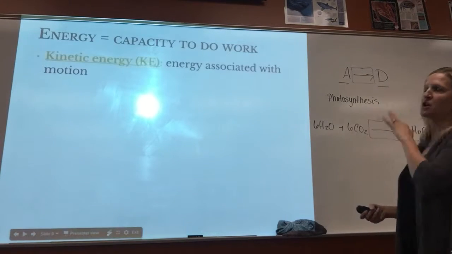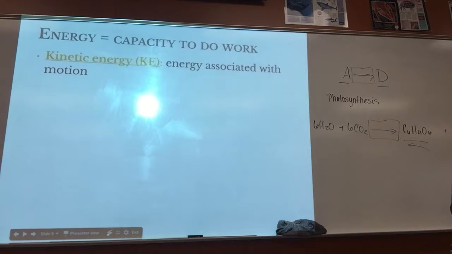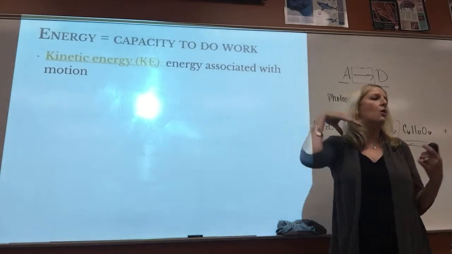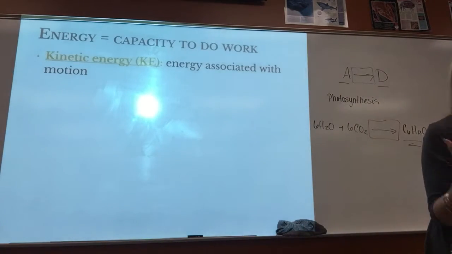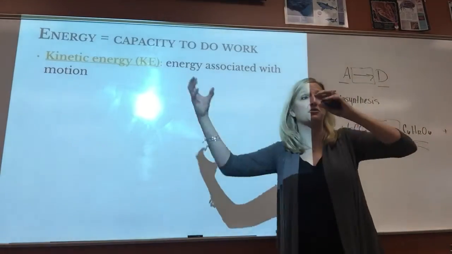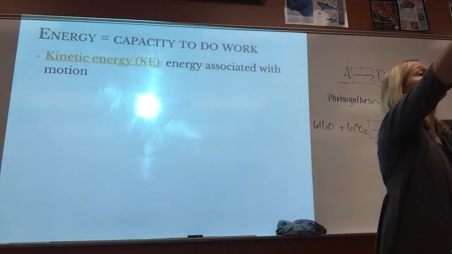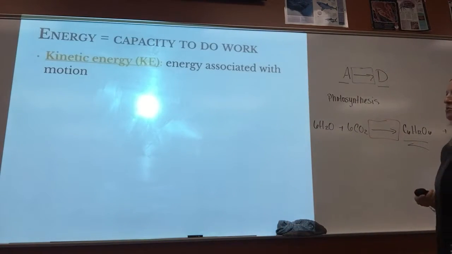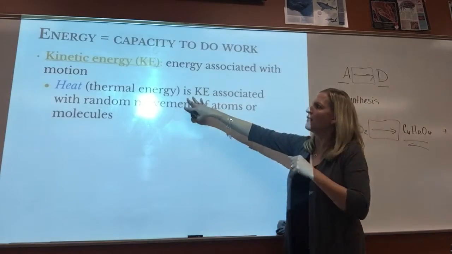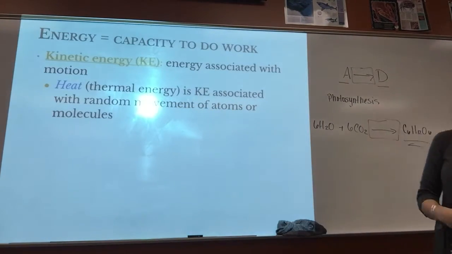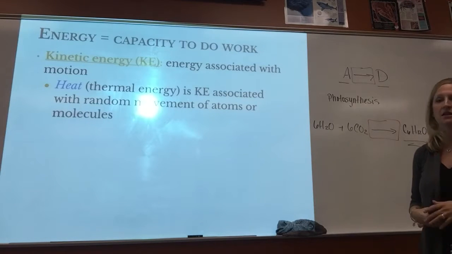Capacity to do work. There are two main types of energy we're going to look at that are important for this class. Kinetic energy, we've talked about this a little bit already with diffusion, energy associated with motion. That's really the reason why molecules diffuse from high to low concentration: they have kinetic energy, they're moving around and bouncing around and therefore spread out, and that's how they get to equilibrium. A form of kinetic energy is thermal energy, so heat is really that random movement of atoms or molecules.